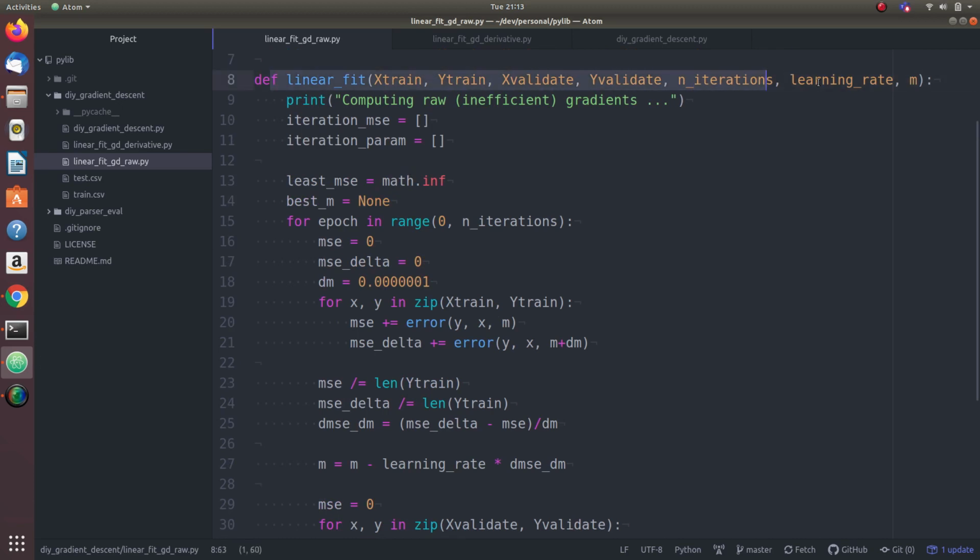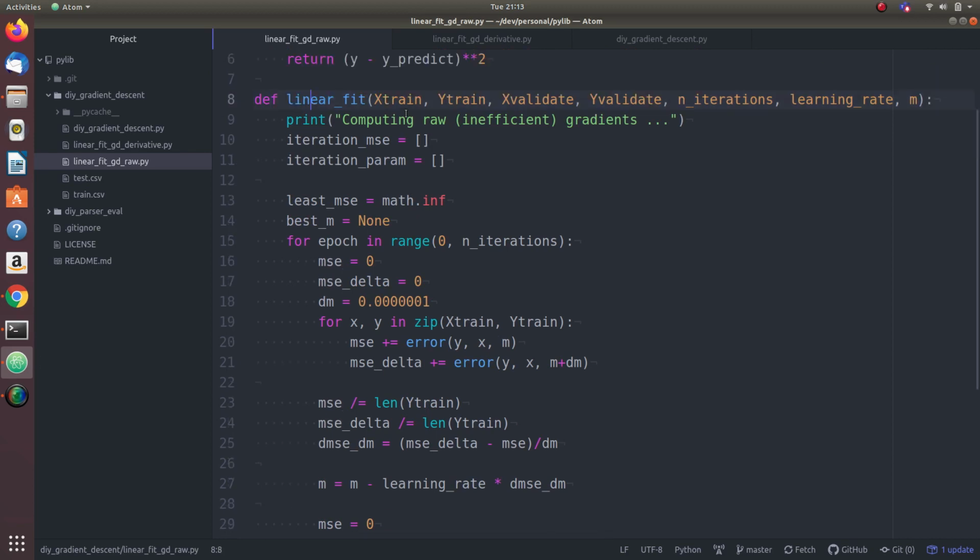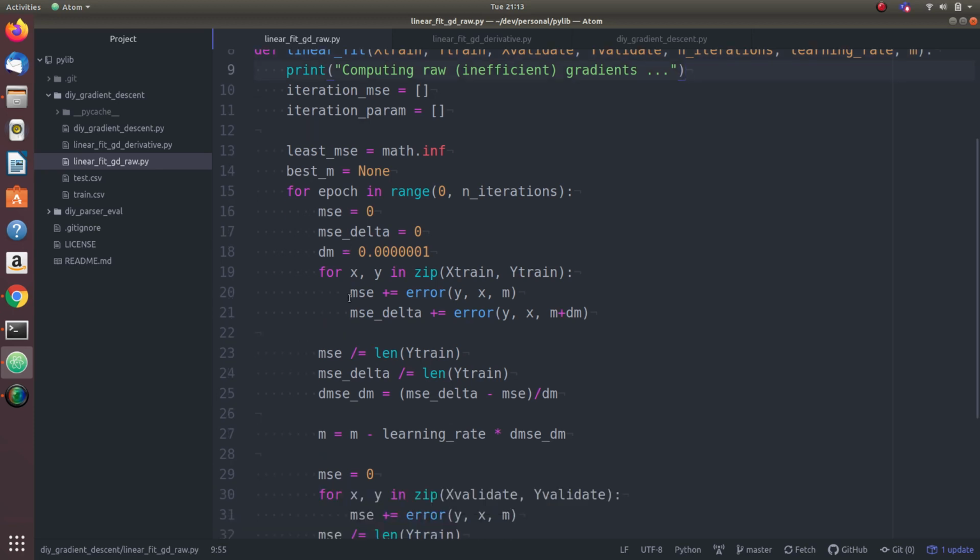This function has a typical signature of a machine learning training function. It takes the x values, a list of x values and a list of corresponding y values, and another pair of x and y values called the validate set, the number of iterations, the learning rate, and in this particular case it also takes a starting value for m; we can start with some random value. So here we are repeating this process for n iterations.